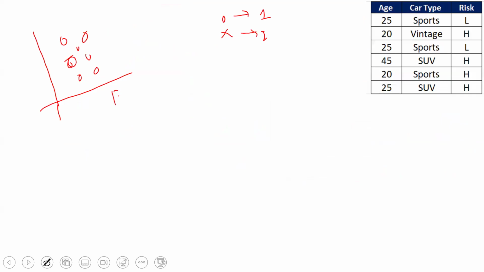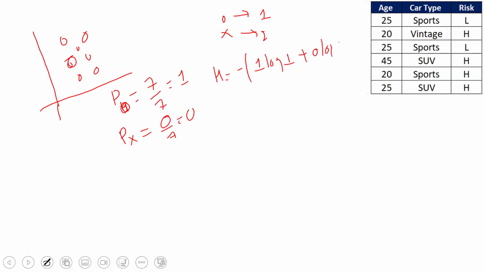Now if I have to calculate the probability of circles, the probability of circles is 7 by 7, which is equal to 1. Probability of cross is equal to 0 by 7, which is equal to 0. If I have to calculate the entropy, this will be minus 1 log 1, which is for class 1, plus 0 log 0. So that probability becomes 0, right? Log 1 is, what is log 1? 0, right?